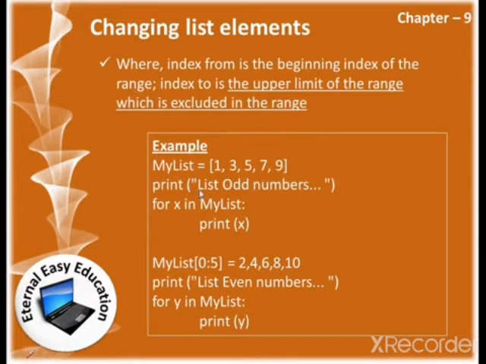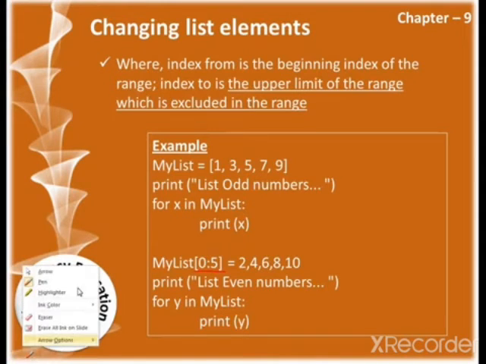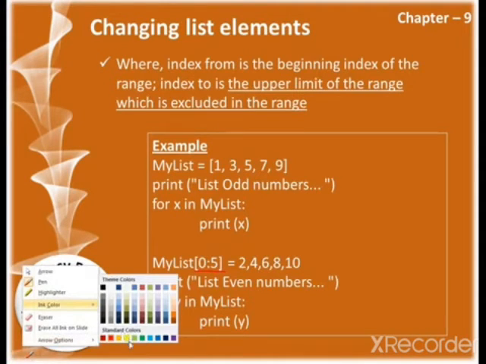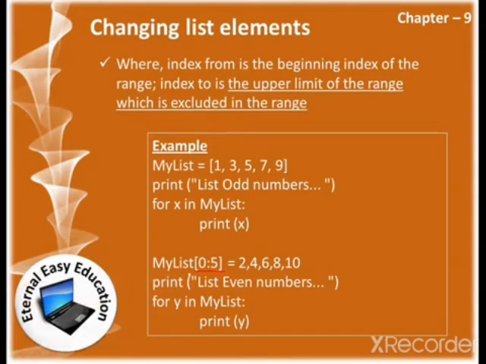Can you see? It is 0 to 5. Why is it 0 to 5? Because it must be like that. The upper value is excluded from the range. That means if it is 5, it will take up to 4. So as it has 5 elements, it is taken as 0:5. We'll see with the example.